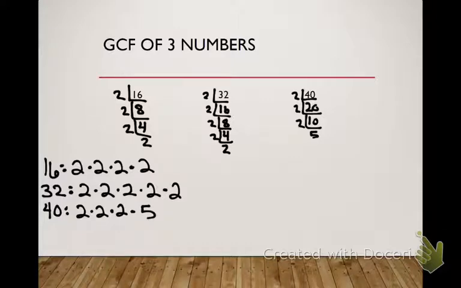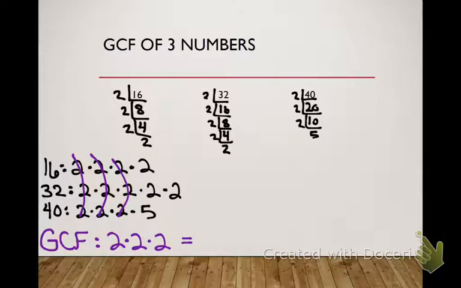Okay, so in order for it to count as a set, it has to be a factor in all three numbers. So I have one set, two sets, three sets. Any others? No, because yes, the twos are common here, but that's a 5, so that doesn't count. All right, so in my GCF, I have 2 times 2 times 2, which equals what, guys? 8. All right, raise your hand if you got 8. Did you get 8? Okay, very good.